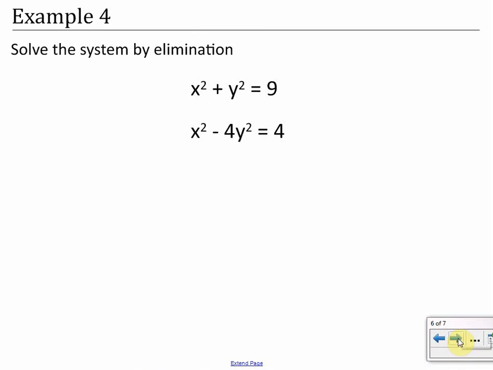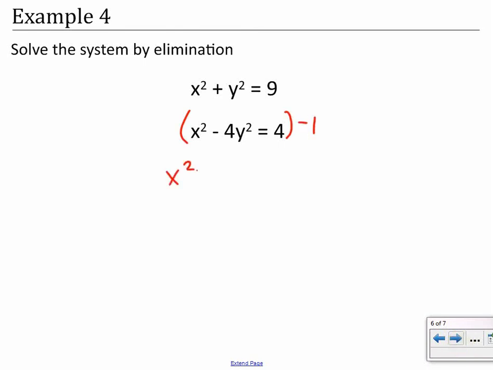Elimination is when you basically add the two functions together so that something cancels out and you're only left with one variable. In this case, I need to adjust my equations a little bit so that they cancel out. Because I have an x squared and an x squared, I want to multiply one of my equations by -1 so that when I add them together, the x squared and the -x squared cancel. So let's multiply this second equation by -1.